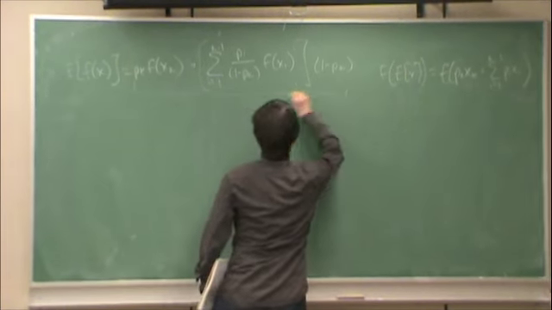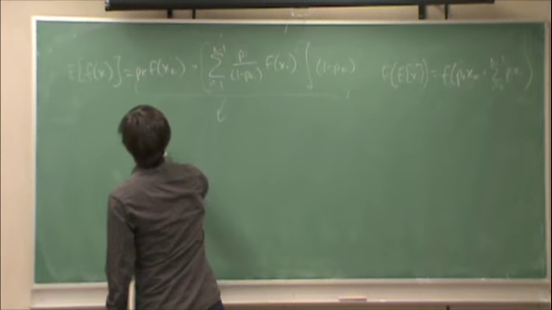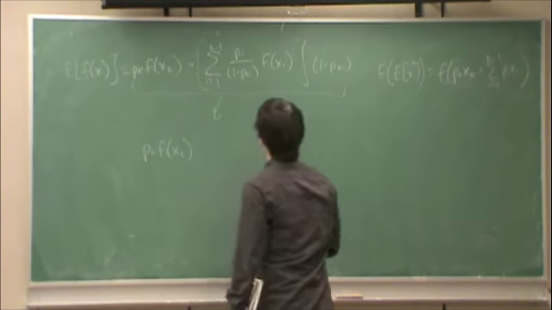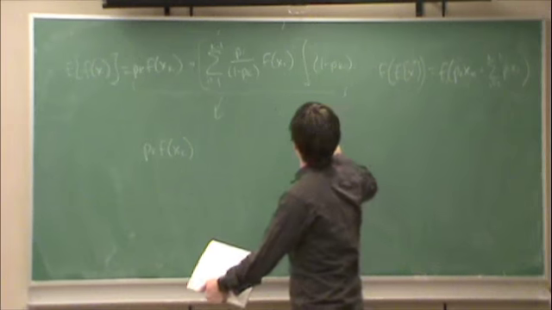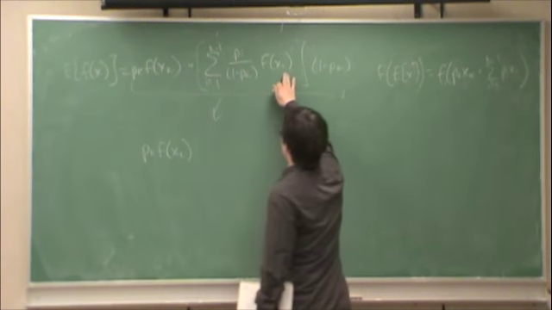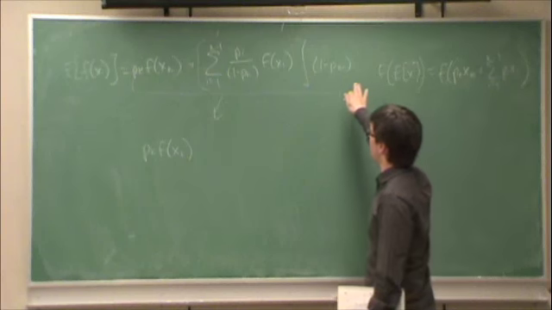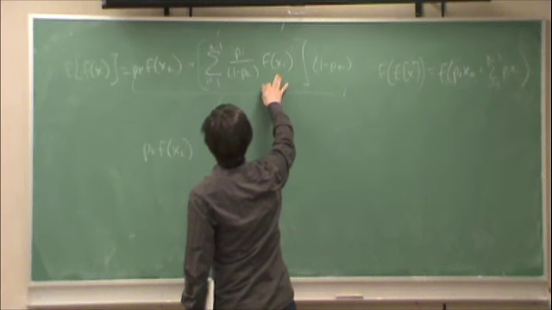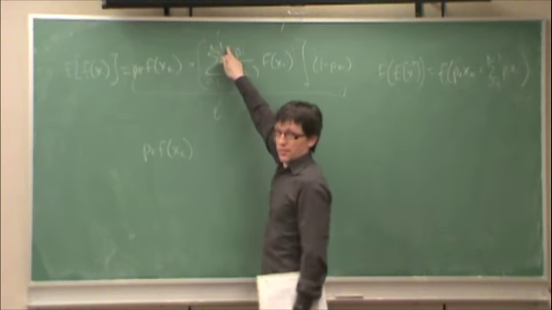This becomes the following: pk f(xk). Now, this is the expected value of f of x over k minus 1 letters.